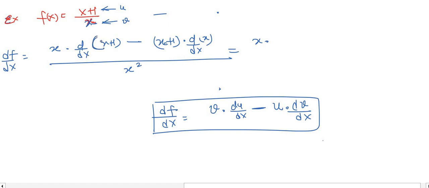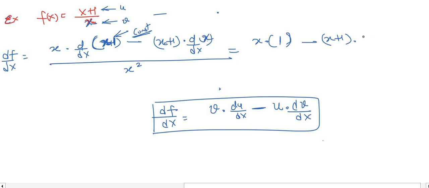What is derivative of x? We have to learn it. Derivative of x is 1. And what is derivative of 1? It is 0. I already told you, because that is a constant term. So derivative of a constant is 0, so I am not writing it. Derivative of x is 1, I have written. Okay? Minus x plus 1.